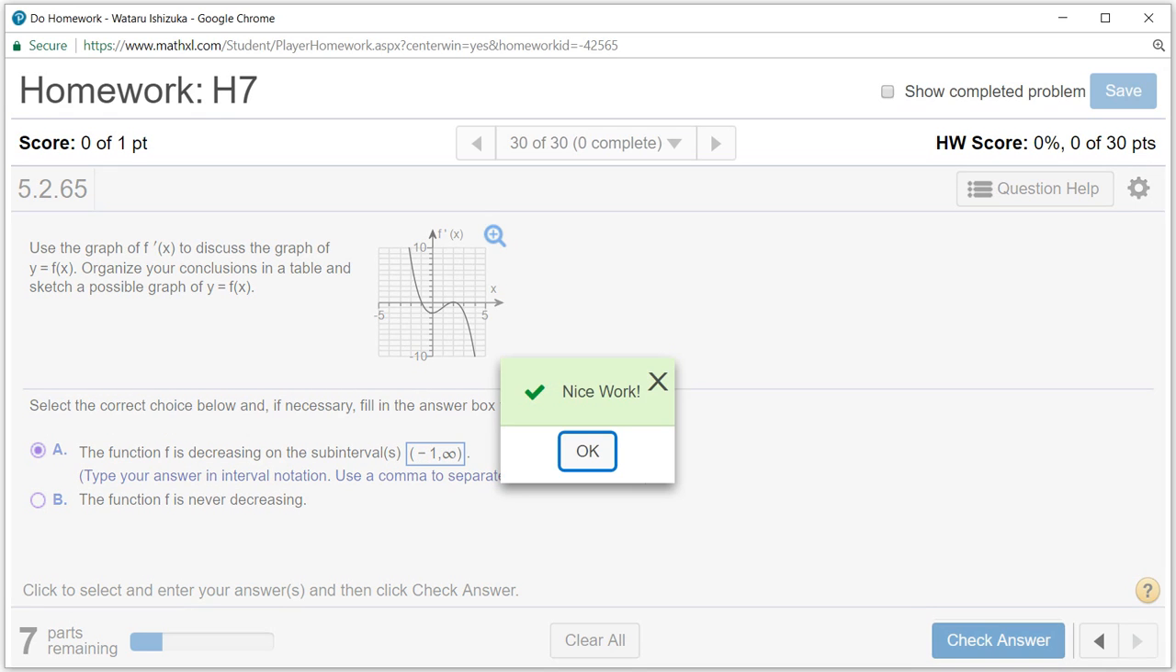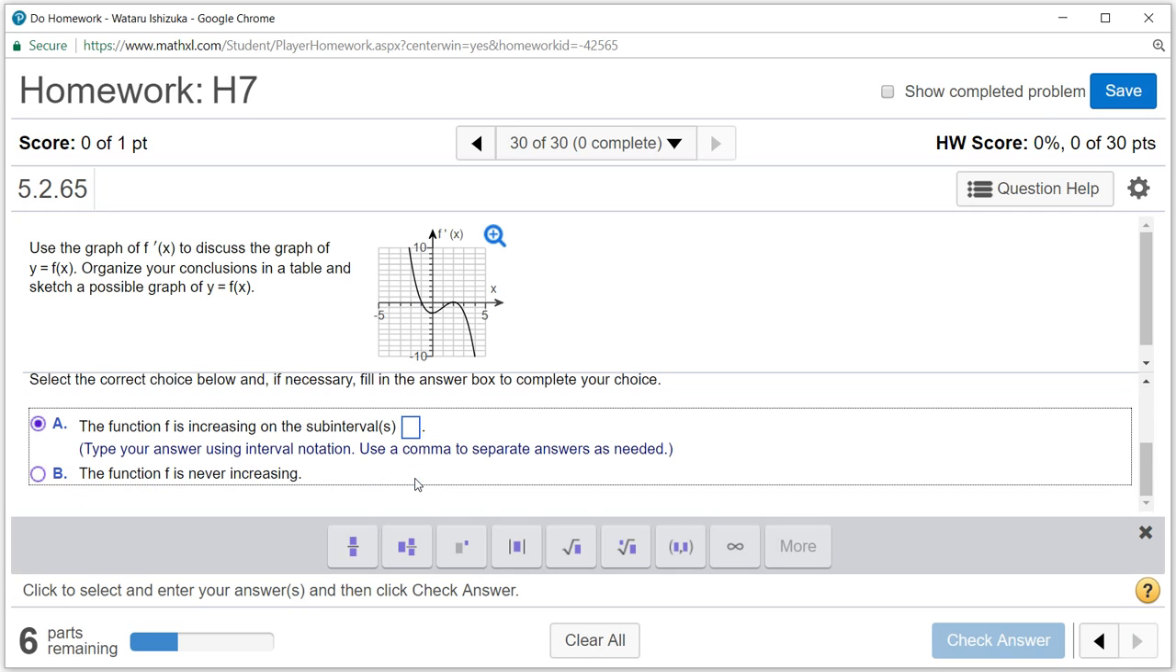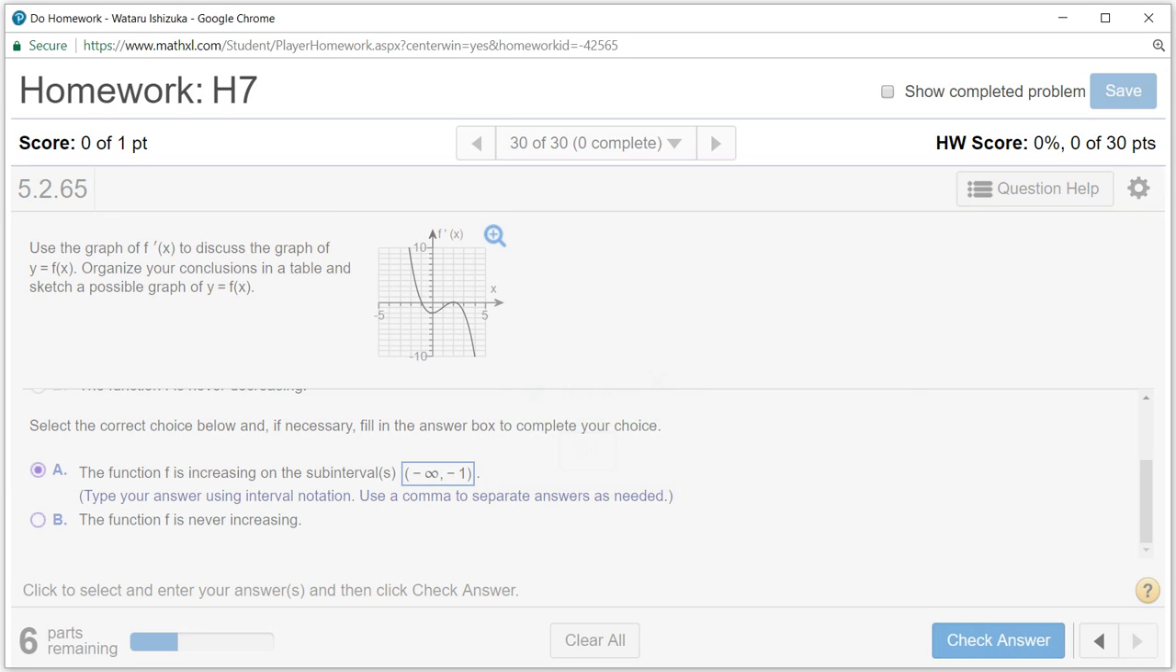Let's check the answer. We got that. Now the function is increasing, so if it's above, you can see that it's going to be negative infinity to -1. Check the answer. We got that.